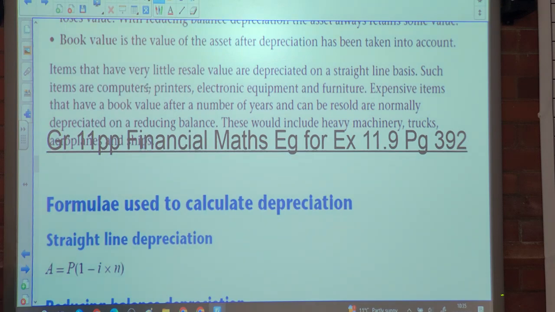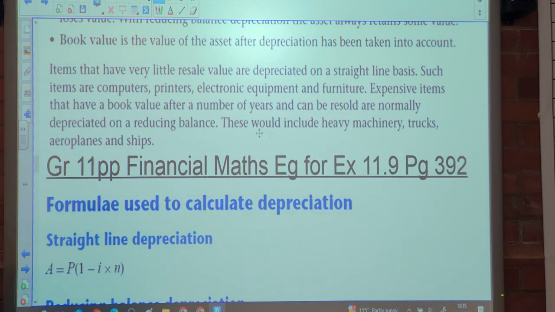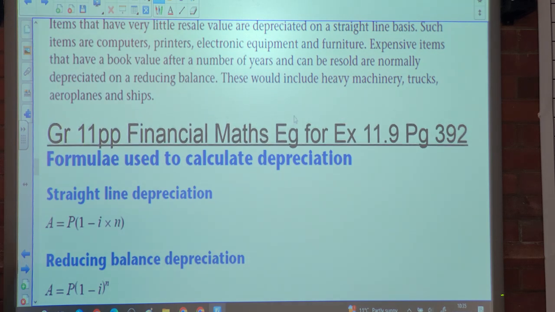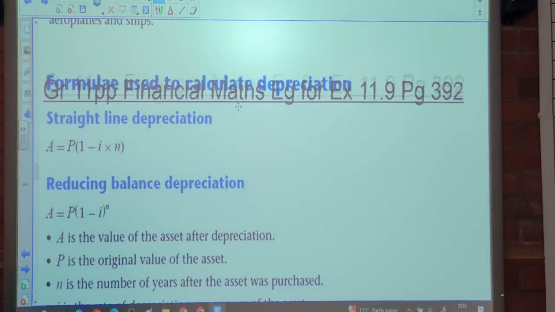Items that have very little resale value are depreciated on straight line basis. Example, computers and cell phones. Such items are computers, printers, electronic equipment, and furniture. Expensive items that have a book value after a number of years and can be resold are normally depreciated on reducing balance. These would include heavy machinery, trucks, aeroplanes, ships, and so on.